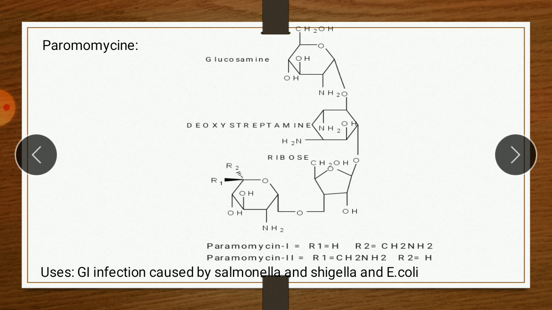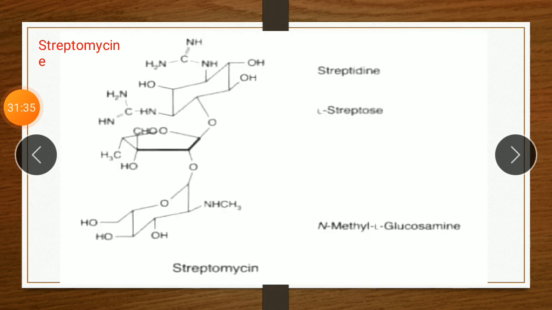Uses: these drugs are used in GIT infection caused by Salmonella, Shigella and E. coli. So it is the main usage of this compound. Now the last drug is Streptomycin. This is the structure of Streptomycin. This drug contains 3 rings. The first, above ring is called streptidine, the central ring is streptose, and the below ring is N-methylglucosamine. So here there are SAR points.